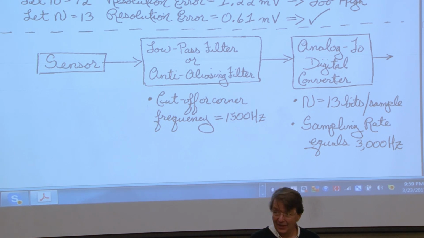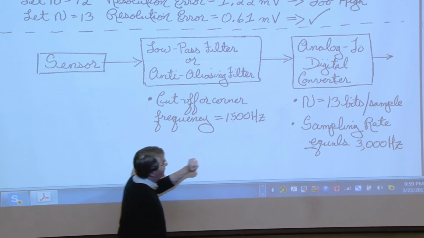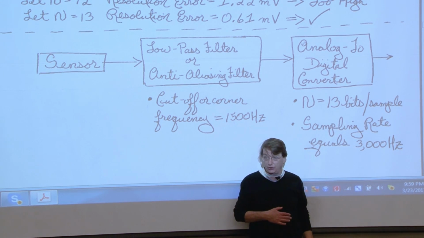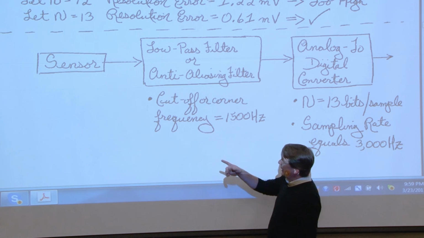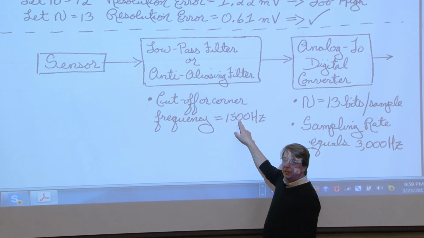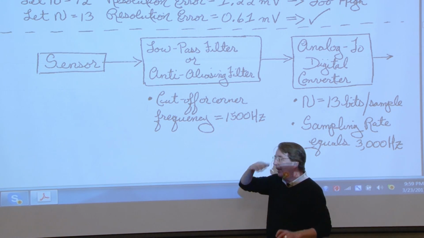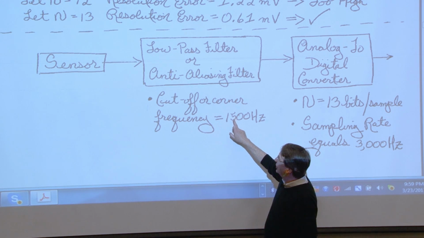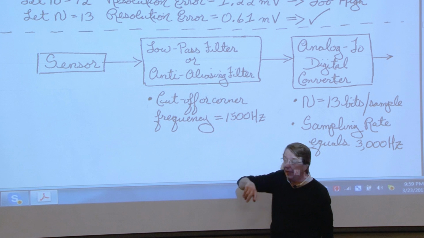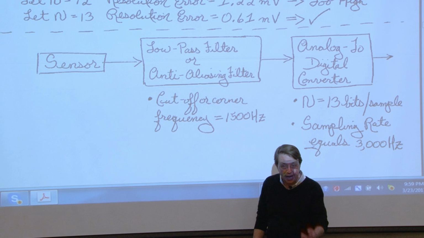Okay. So I say, okay, that's the sensor. That's the A to D converter. What do I know about the A to D converter? It's 13 bits per sample. Now, the highest frequency of the sensor output is 1500 hertz. For our purposes, this isn't exactly correct, but it's close enough that we can live with it. We're going to say that this low-pass filter, also known as the anti-aliasing filter, has a cutoff of 1500 hertz, which is the highest output of the sensor.